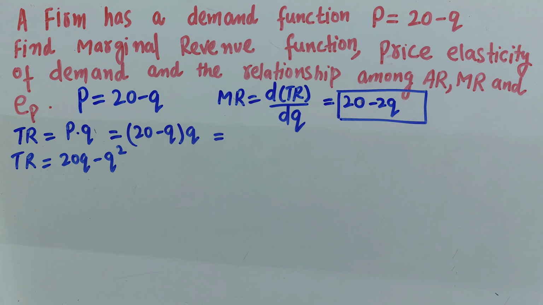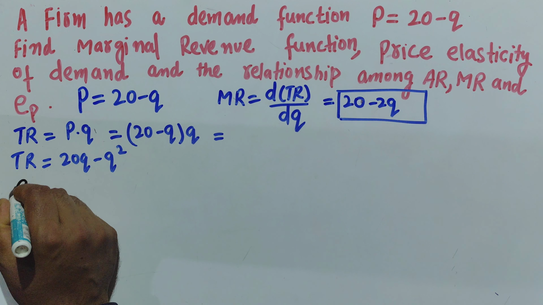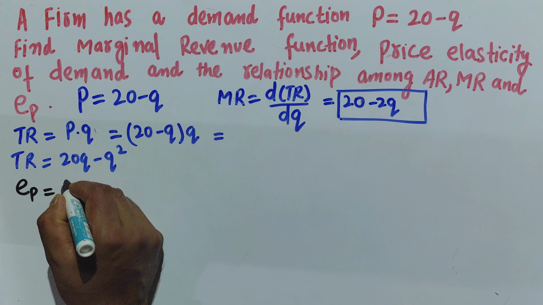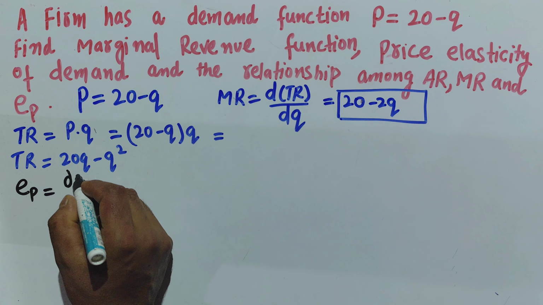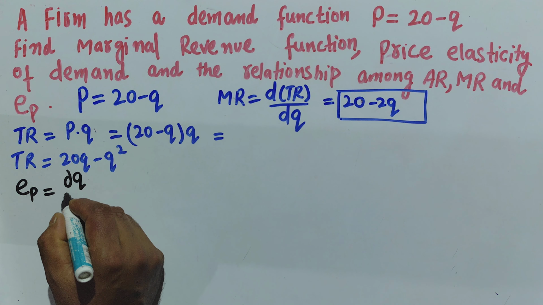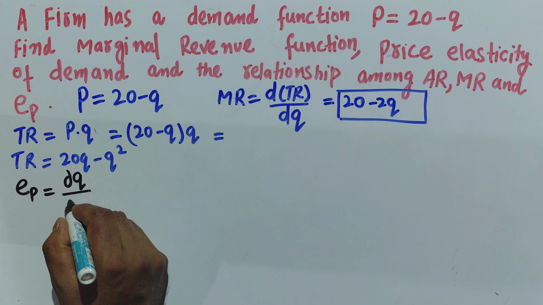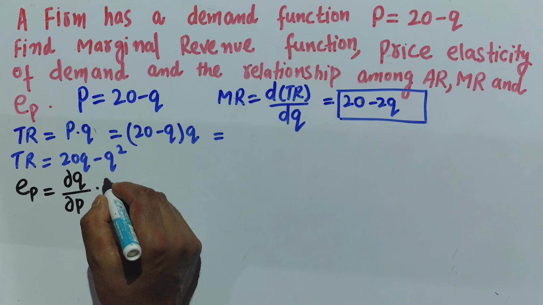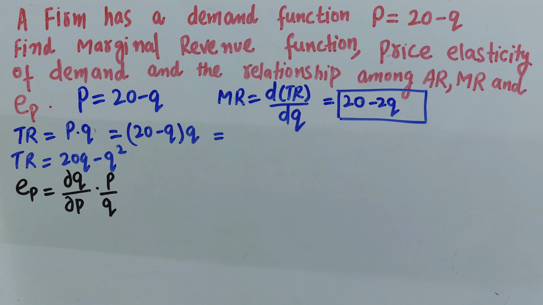Okay. Next part of the question is to find out the elasticity of demand. So price elasticity of demand, as we know, is equal to the change in the quantity demanded due to the change in the price times price upon quantity demanded. This is the formula for price elasticity of demand.